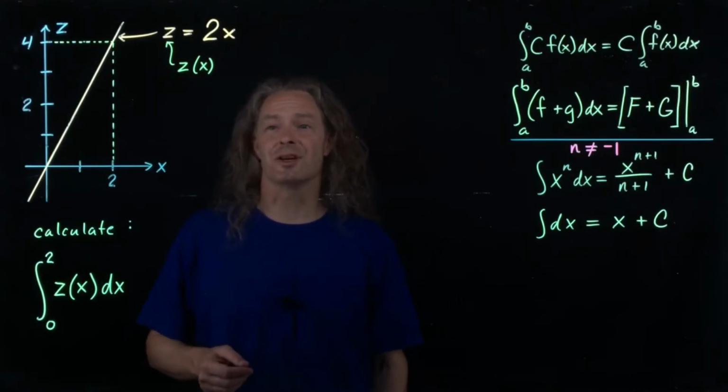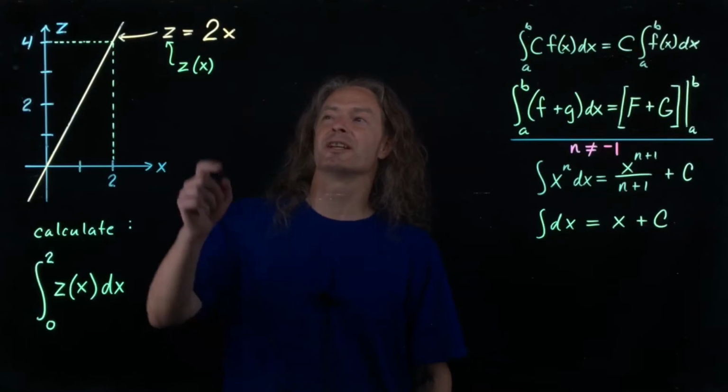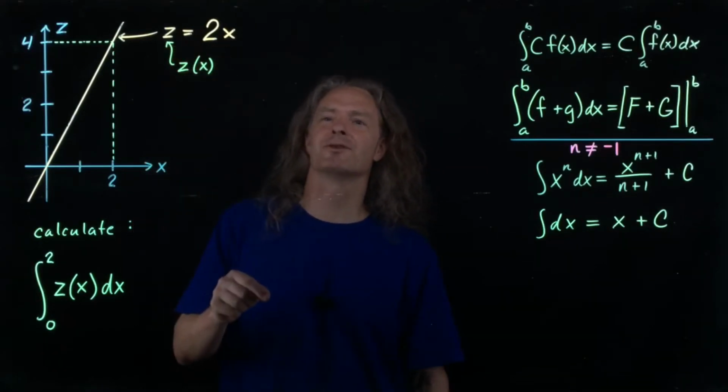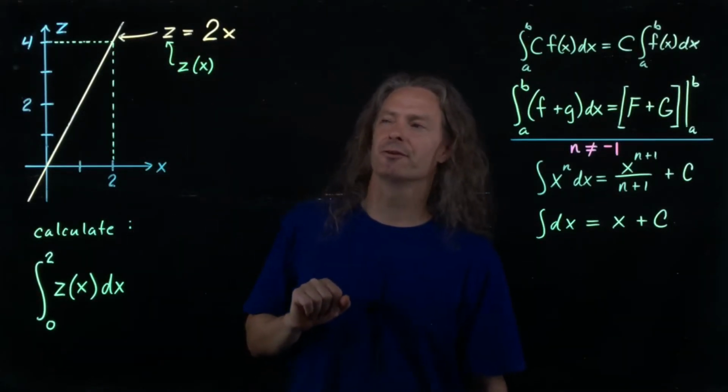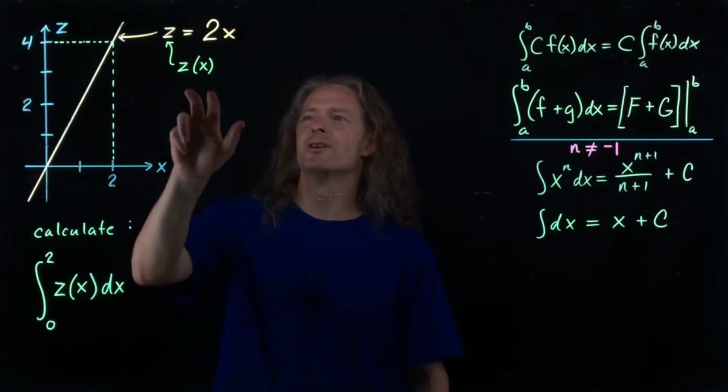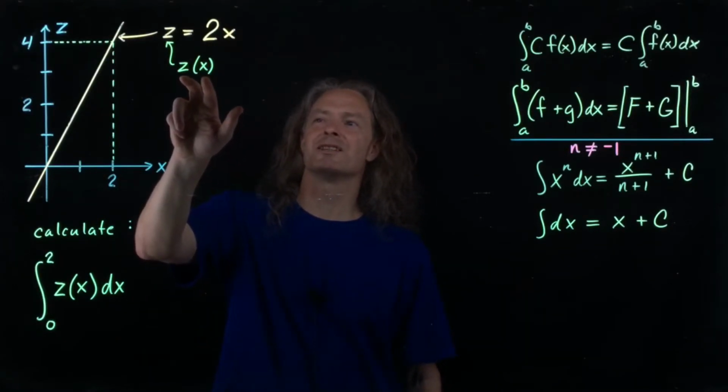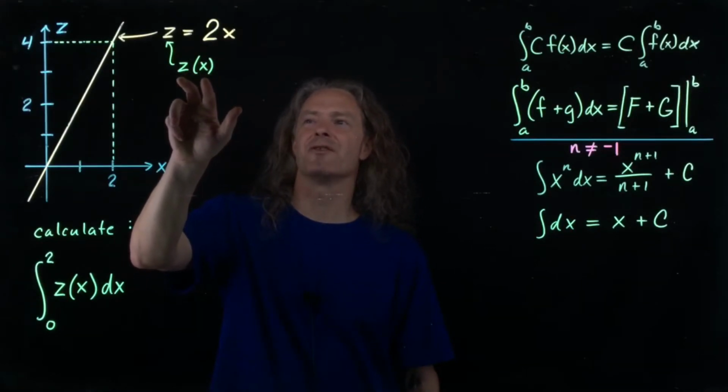Imagine that z is some function of x. Specifically, let's imagine that z is equal to 2x. Now, before we go any further, let me say something about this notation. This does not mean z times x. This means z of x. It means that z is a function of x.